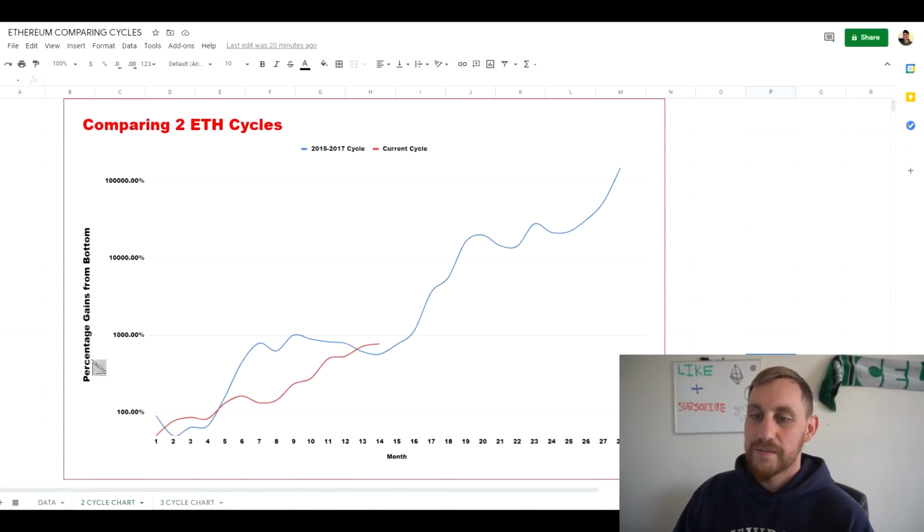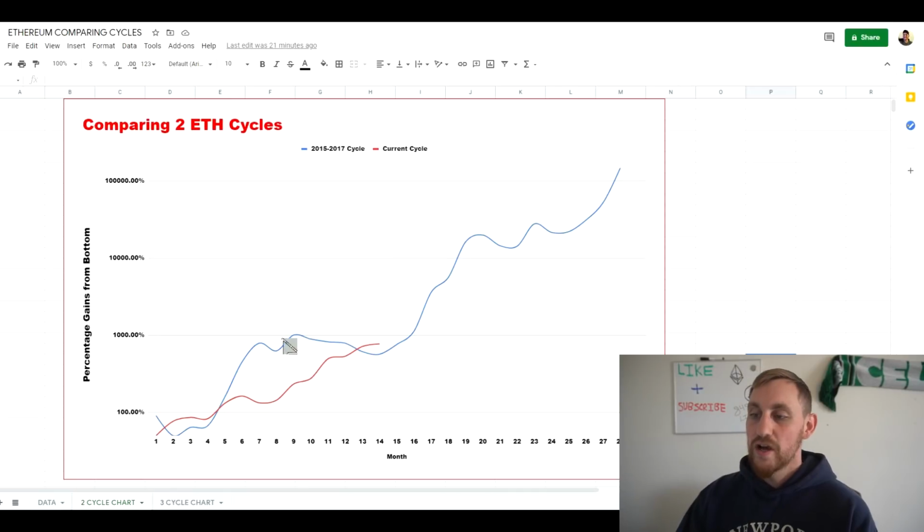So this is basically our percentage gains from the bottom of our cycles, okay? And you can see right now we're actually pretty close to where we were in the 2015 to 2017 cycle, right? Our x-axis here is the month, so you can see 1 to 29 months. Right now we're about halfway through at about month 15. And you can see we're pretty much almost at the exact same point as far as percentage gains from the bottom that we were in the previous Ethereum cycle.